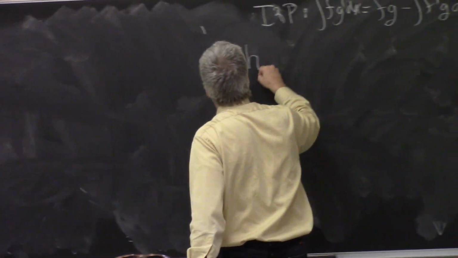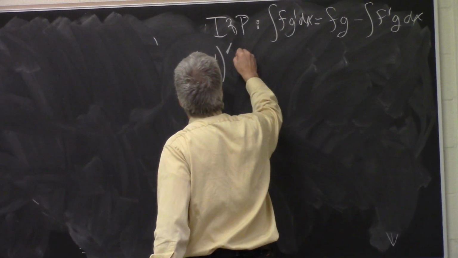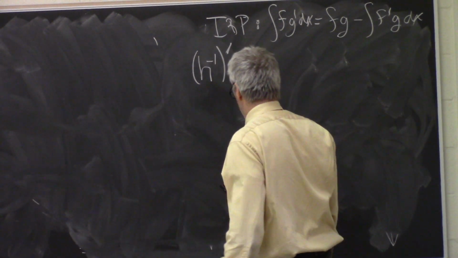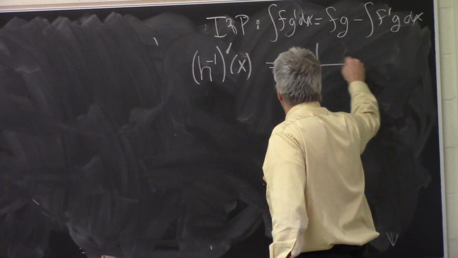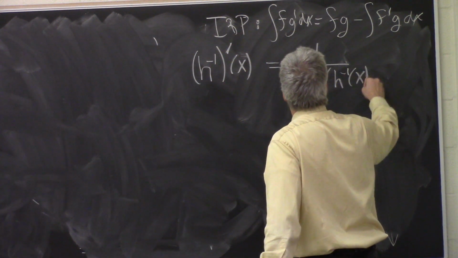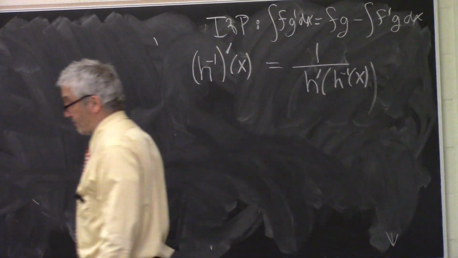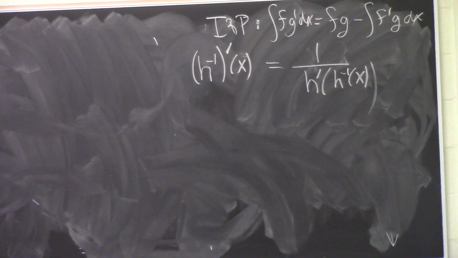Well, more stuff to remember. Remember that the inverse function rule says that if I have a function called h, and I have the inverse function, and I'm finding its derivative, I have to do this. I have to do 1 over h prime of h inverse of x. So that's a formula from the deep dark past. So let's figure this out.